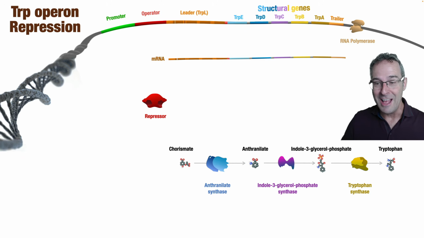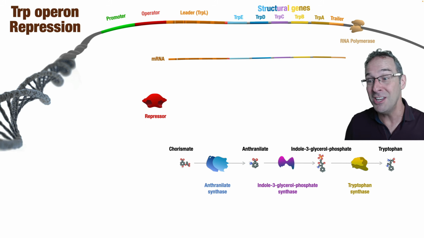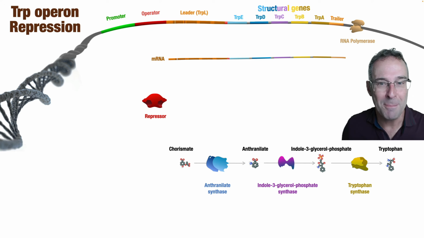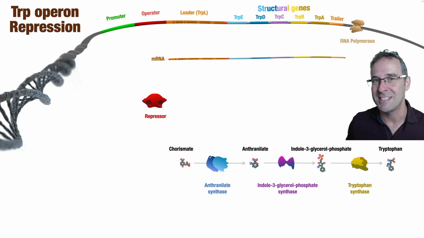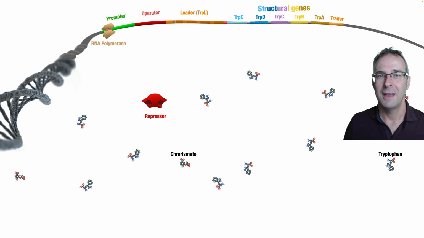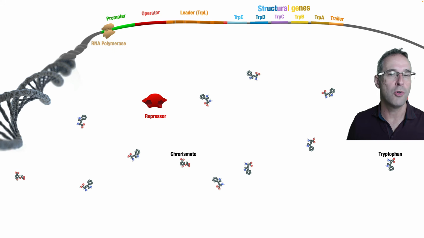Now, like we said earlier, that's very energetically expensive. It costs a bacteria a lot of energy to be able to make that tryptophan molecule. So we don't really want that to happen unless it's really necessary. And that brings us to gene regulation. The first mechanism of gene regulation that we find in the TRP operon is called repression.